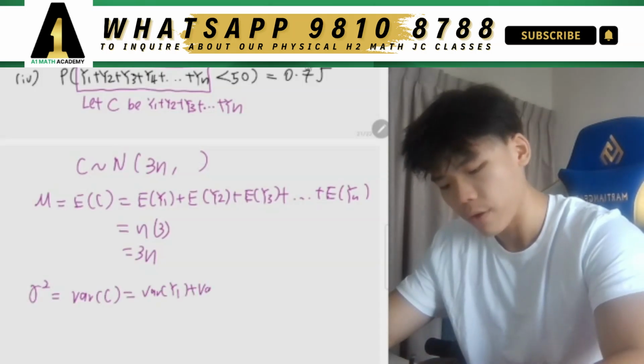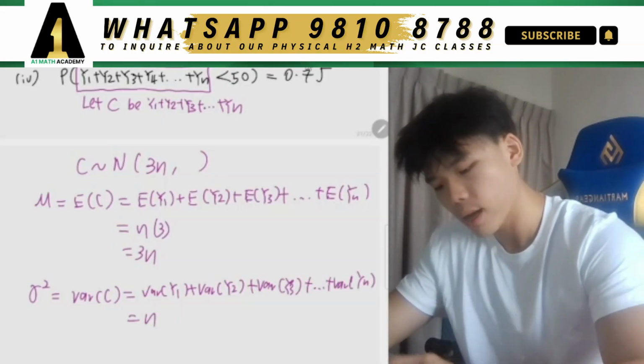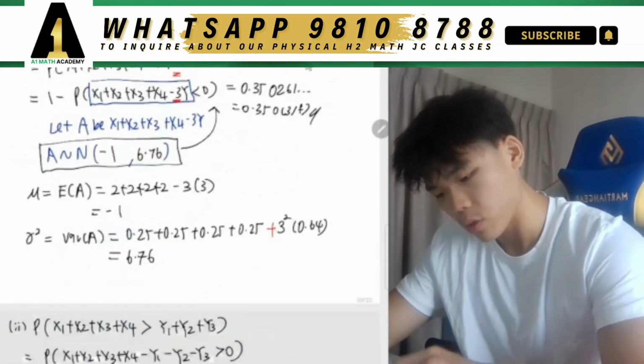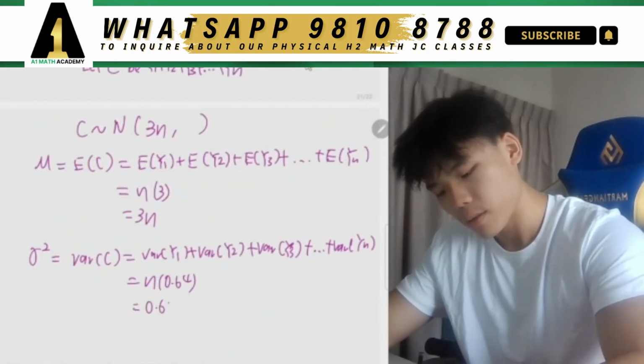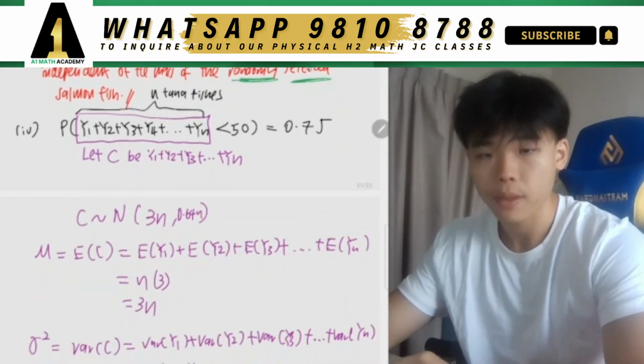Then you just repeat, right? Variance of y2 plus variance of y3. And then you repeat all the way until you get the variance of yn. So in the end, you have n times the variance, and the variance in this context would be 0.64. So you have 0.64n. So these are your parameters so far, right?